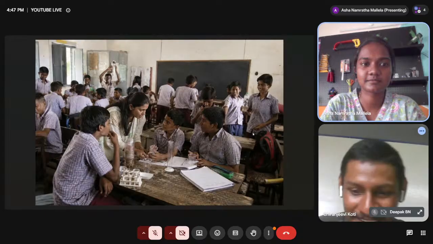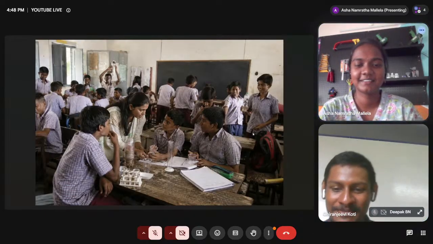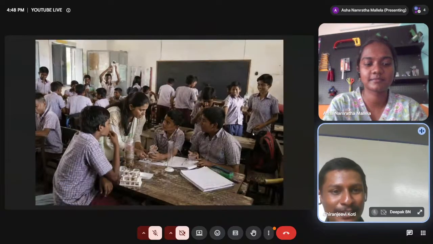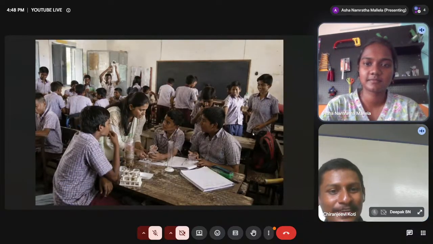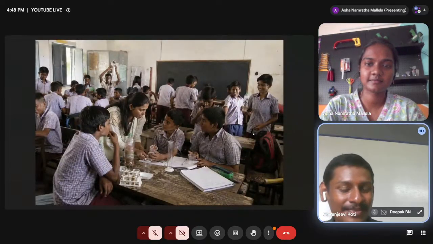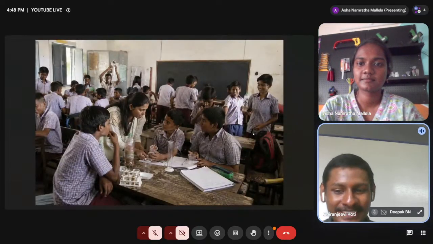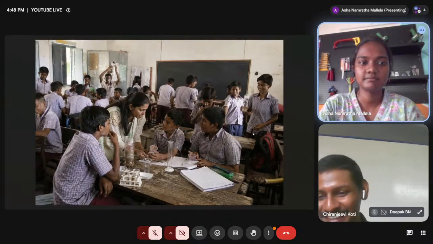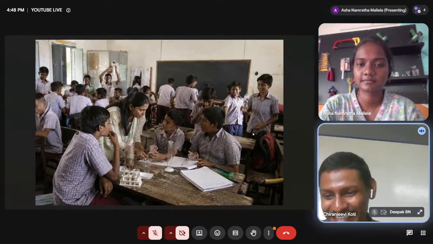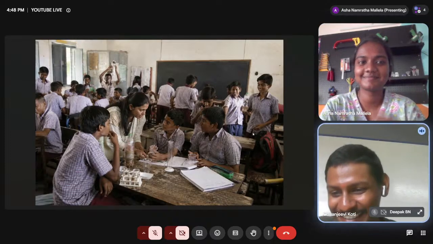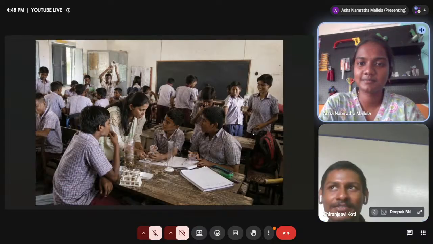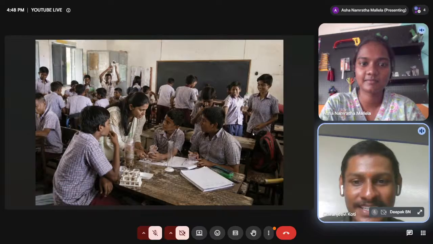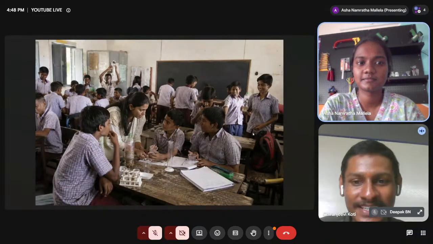Hands-on activity. Great. Thank you, ma'am. It's a completely hands-on activity, but the teacher is focusing on only one group. If the teacher is focusing only on one group, what are the other groups doing? Yes. The rest of the groups are having fun, exactly. So students will feel that when they enter the STEM lab, they get a free period.